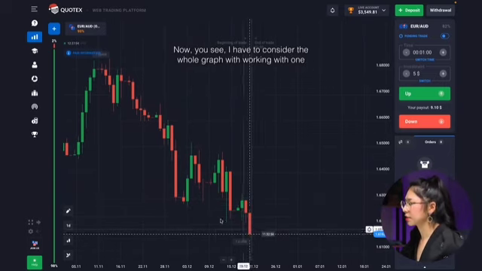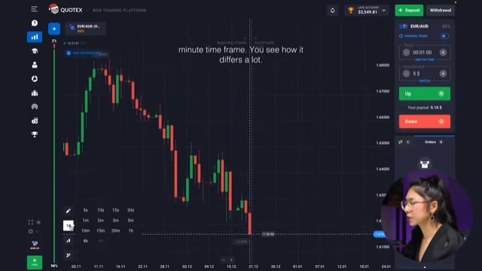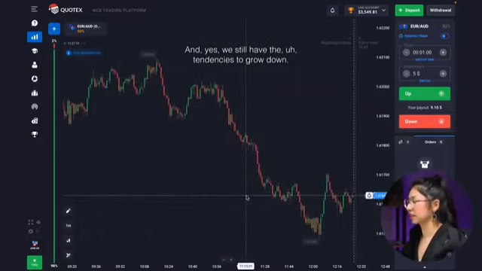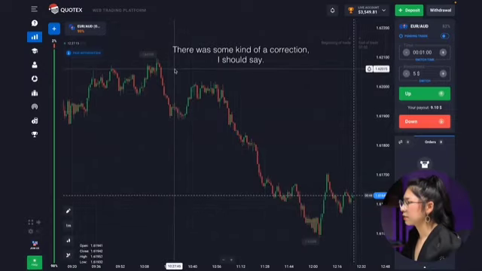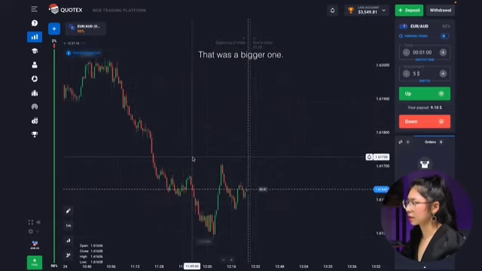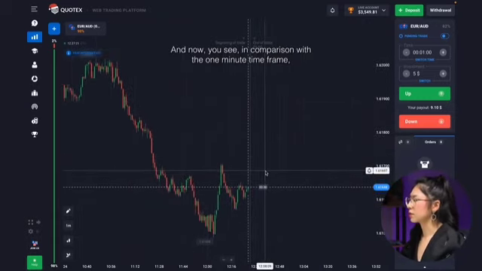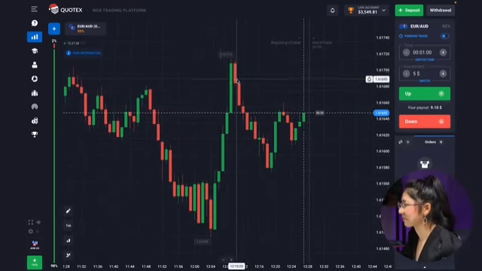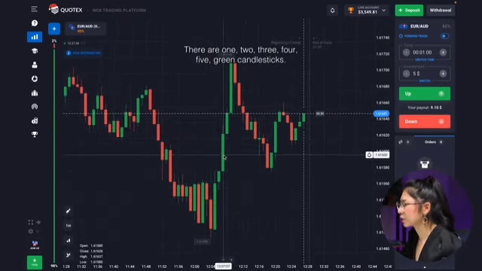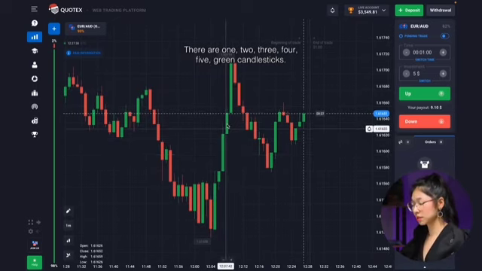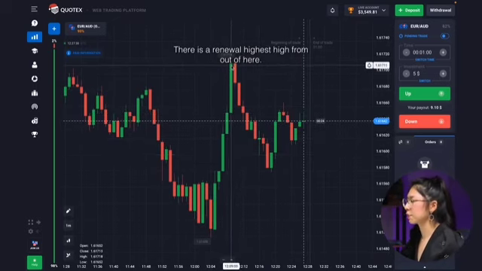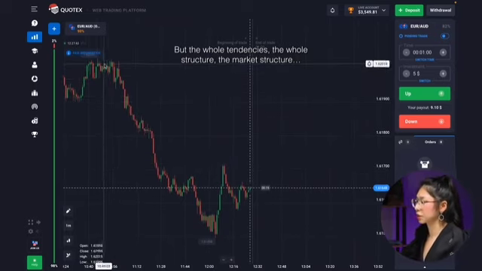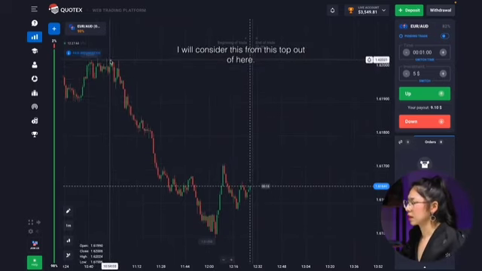Now you see I have considered the whole graph working with the 1 minute time frame, and you see how it differs a lot, and you see we still have the tendencies to grow down. There was some kind of correction, I should say, and that was a bigger one, and now you see in comparison with the 1 minute time frame, it's a huge graph of the quotations. There are 1, 2, 3, 4, 5 green candlesticks. There's a renewal of the highest high from out of here, but the whole tendencies, the whole market structure, I will consider from the top of here.